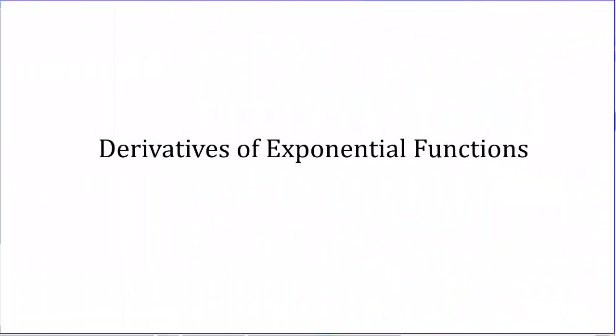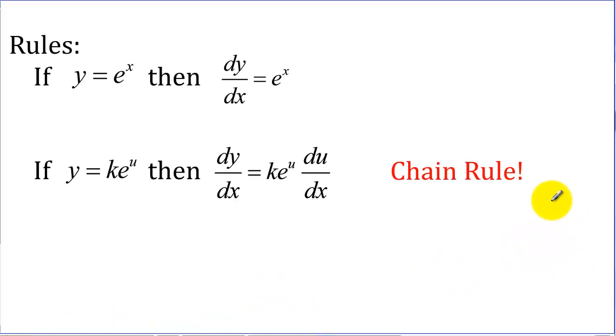Hello, it's Mr. T, and today we have a tutorial on finding the derivatives of exponential functions. The rule for exponential functions is quite simple. The derivative of the function e to the x is itself. So the derivative is also e to the x. That means if we were graphing e to the x, which would have a y-intercept of 1, it would look like this kind of exponential function.